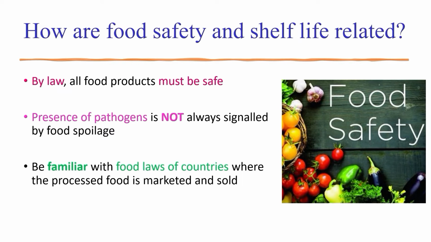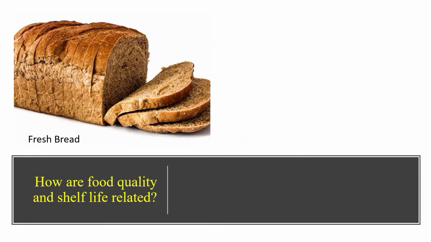And then we need to be very familiar with the food laws of the countries where the processed food is marketed and sold. But normally we're going to implement GMP and HACCP as food safety plans in our food productions. Then, how are food quality and shelf life related?